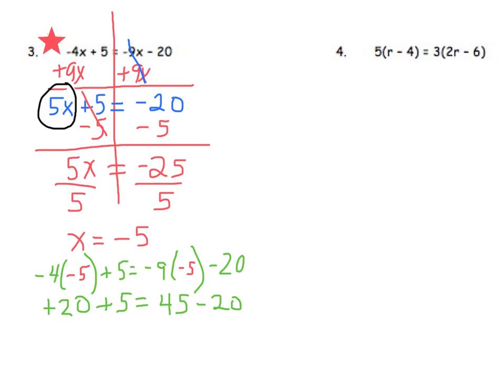So 20 plus 5 is 25. 45 minus 20 is 25. So we know that we've got the correct answer.